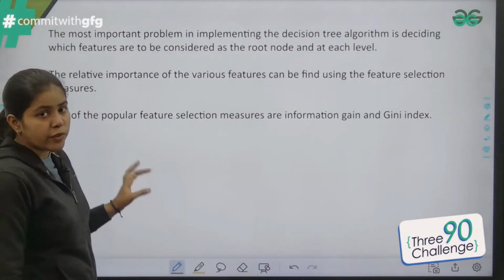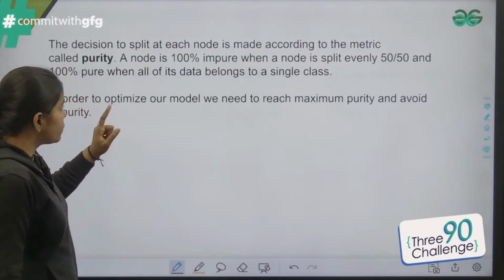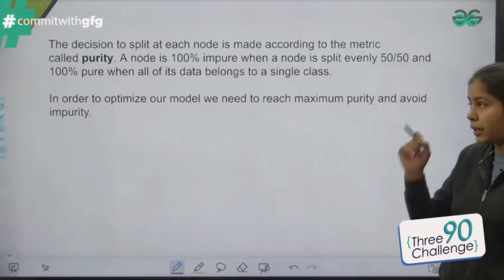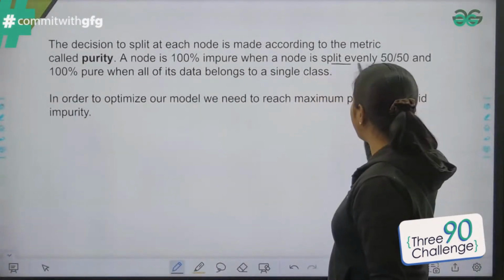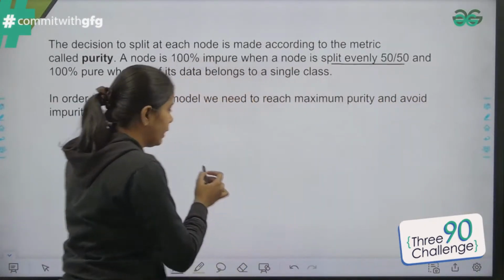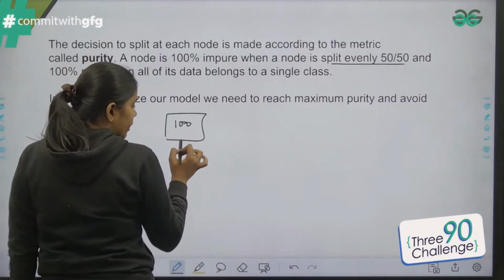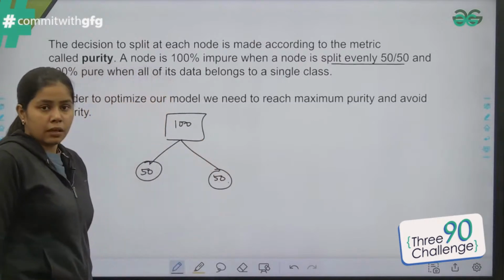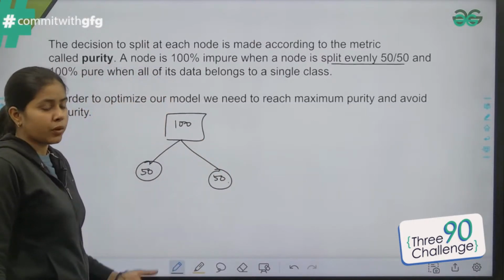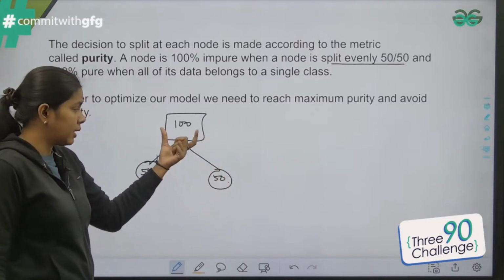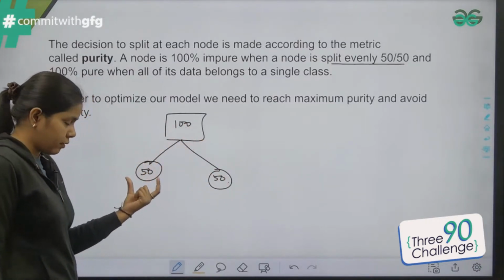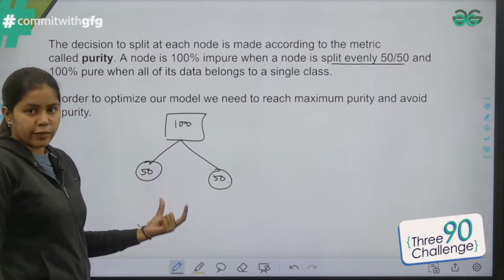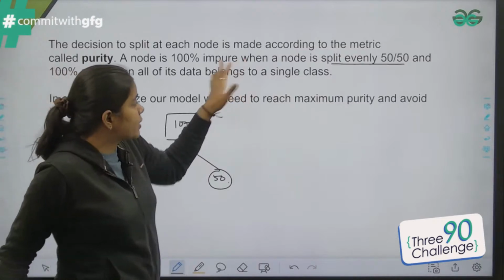For information gain, we have to find entropy. The decision to split at each node is made according to a metric called purity. A node is 100% impure when a node is split evenly 50-50. So let's say if I am dividing 100 numbers, and it gets divided into 50 and 50, it is an impure node. Why is it impure? Because it is not giving me any result that these 100 data can be classified into one particular type of data set. We are not getting anything from here. So that's why this is my impure split.